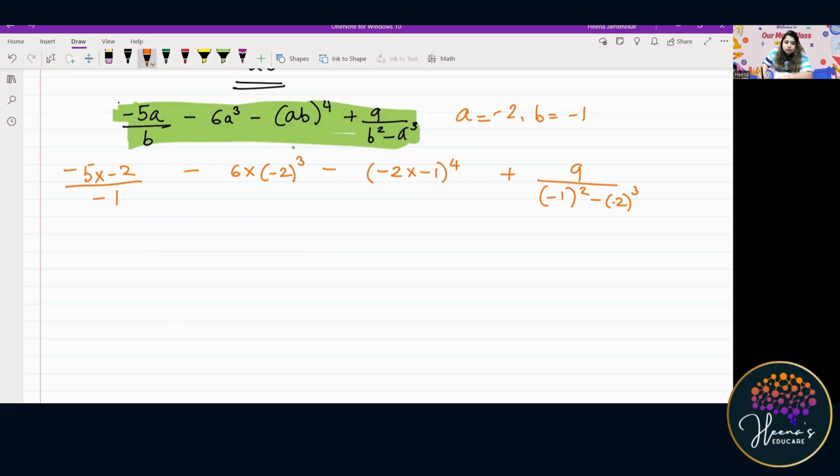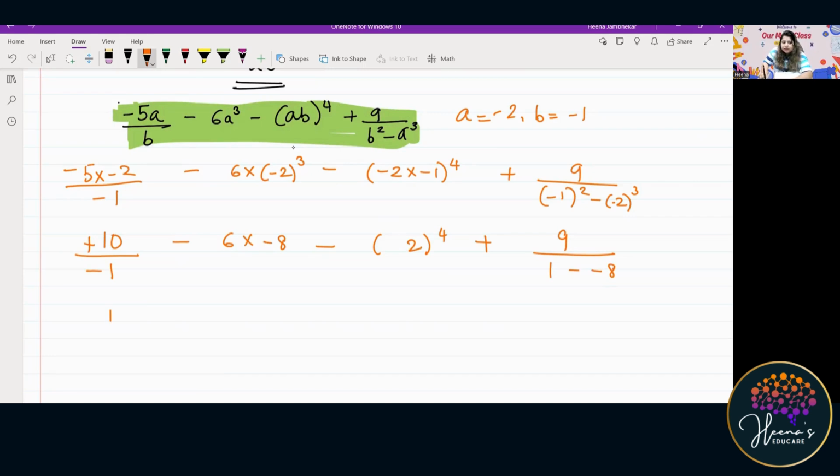So -2 into -5 into -2. So 5 into 2 gives you 10. Negative into negative will be a positive upon -1. Now 6 into -2 into -2 into -2. So 2 into 2 into 2 gives you 8, and since it's odd, you're going to get a -8. Minus 2 into 1 gives you 2. And minus into minus gives you a plus raised to 4. Plus 9 upon -1 square gives you 1 minus 2 into 2 into 2. So 2 into 2 into 2 gives you 8, right? And then you have odd numbers, so you're going to put a minus. So -8.